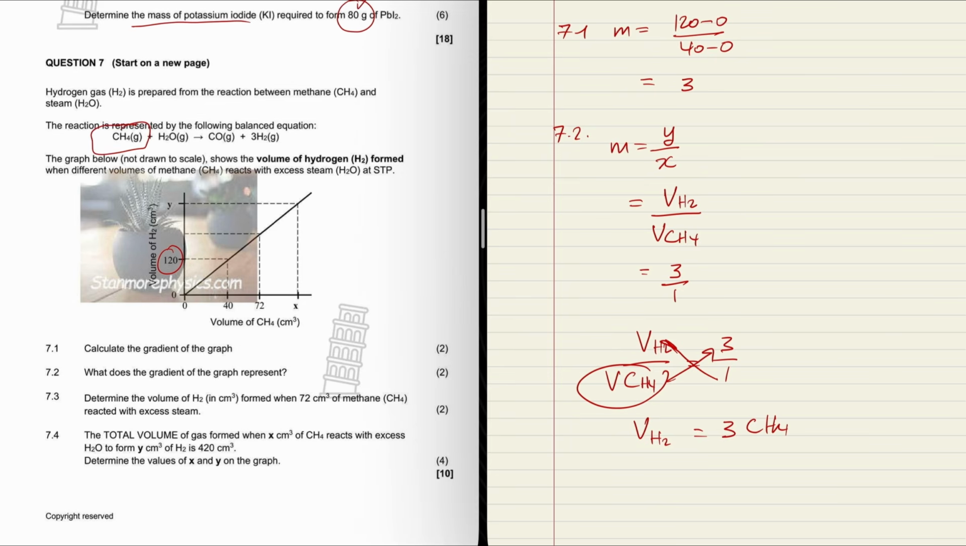And if you notice, this is from the reaction, right? It's the mole ratio or the volume ratio. So this is the volume ratio of H2 and CH4. It could also be the mole ratio. I mean, we don't have to go into it, but that's the basic idea. So in other words, if you want the volume of H2, it's going to be 3 times the volume of CH4.